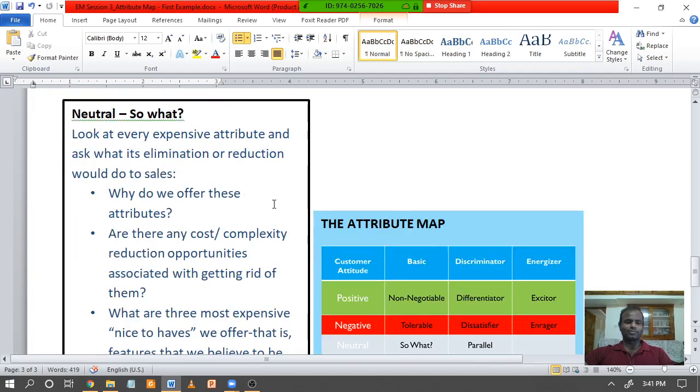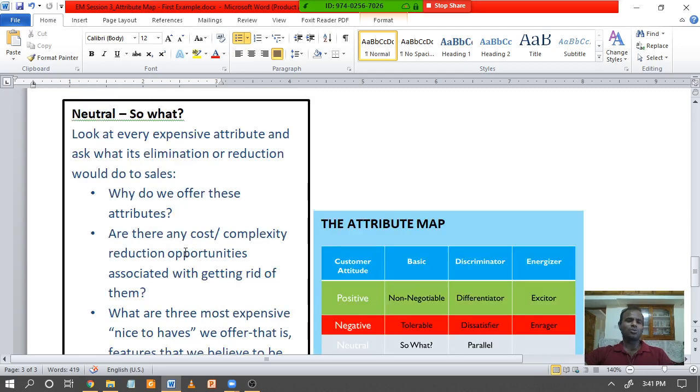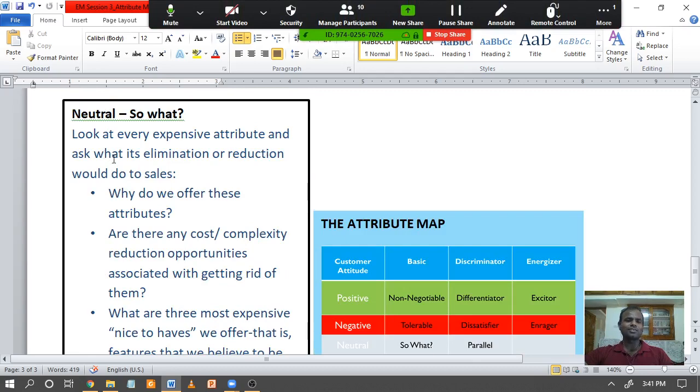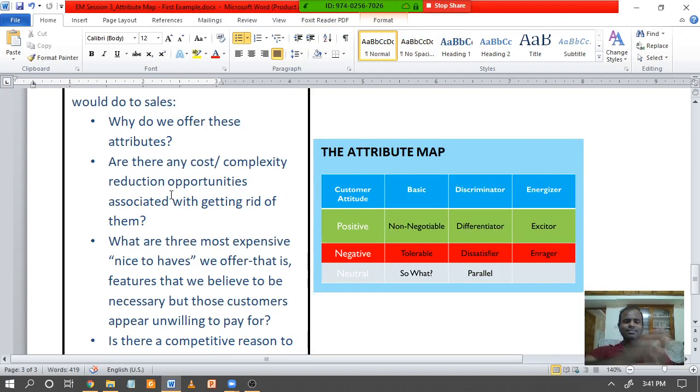Okay, so what? That is neutral. You have this "so what" attitude over here, and the parallel is something that everybody has almost the same. Now what is this "so what" attitude? Look at very expensive attributes and ask what their elimination or reduction would do to sales. It is simple. Are there things offered in Karunya or maybe in any university which you don't like, but it is given to you, and an extra cost is charged for it?